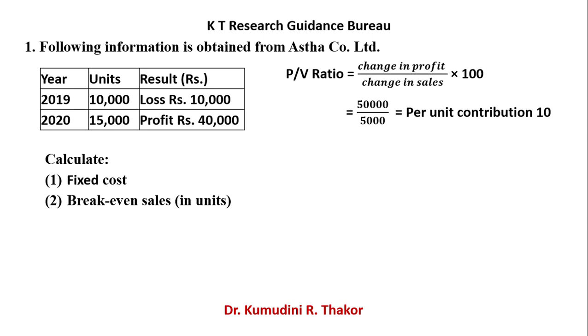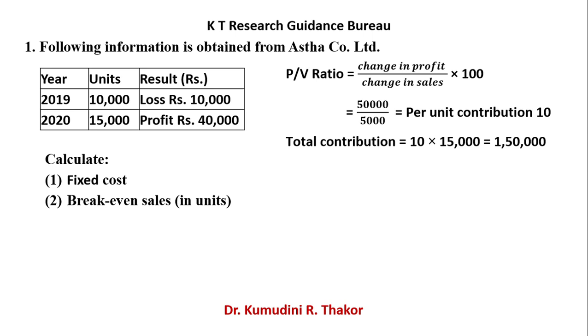So first information you find out. Now per unit contribution is 10 rupees. So obviously you can find out total contribution for 2020. Total contribution is equal to 10 into 15,000. So your contribution comes 1,50,000.